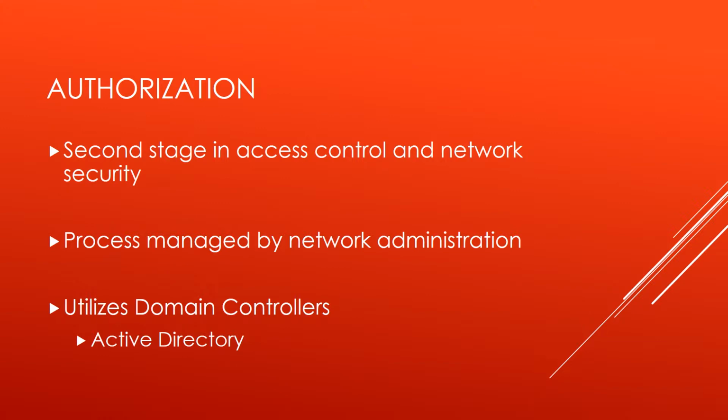Authorization is the second stage in the triad of network security procedures. Authorization is the process of granting or rejecting access to a computer, network location, or physical location by determining the authenticated user's level of access. Once a user has been authenticated, the network will determine the level of access that has been granted to the user by the network administrators.